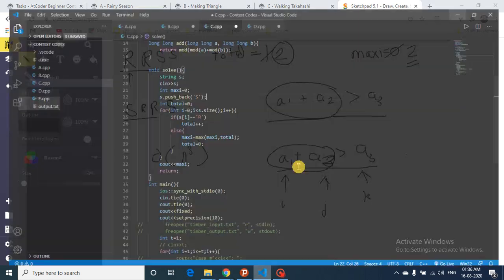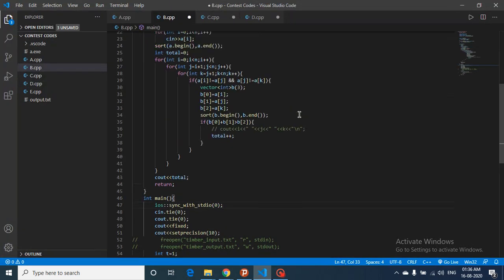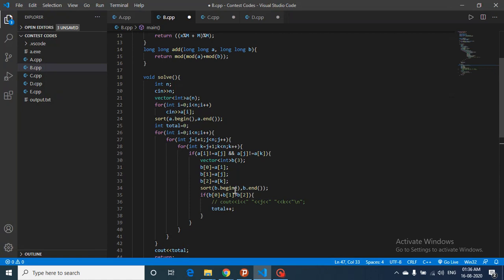So let's move on to the code part. Code is also very simple. I have done something extra, but you can also do it in this way. I have sorted the whole array: take the input of the whole array, then sort it. Then total is the total number of triangles you can form. Iterate i from 0 to n, then j from i plus 1 till n, and k from j plus 1 till n.